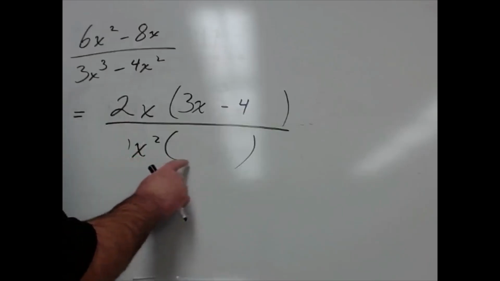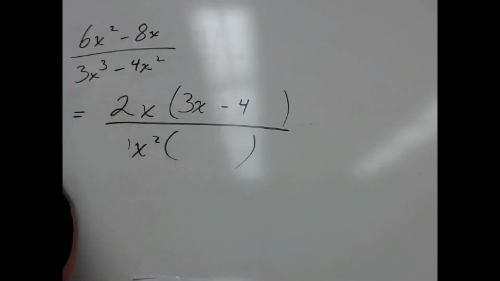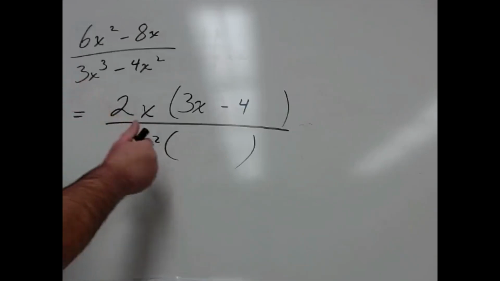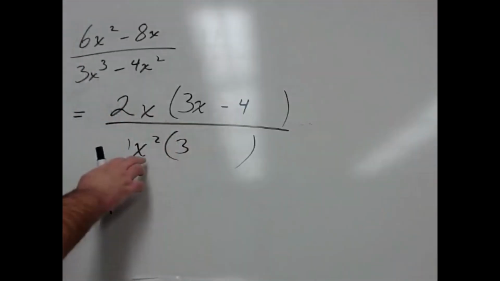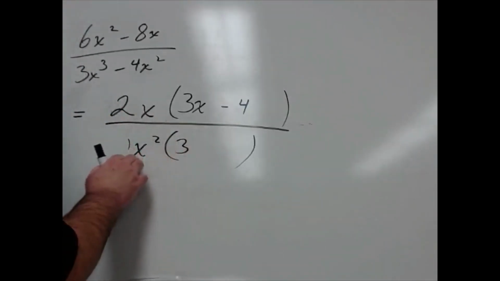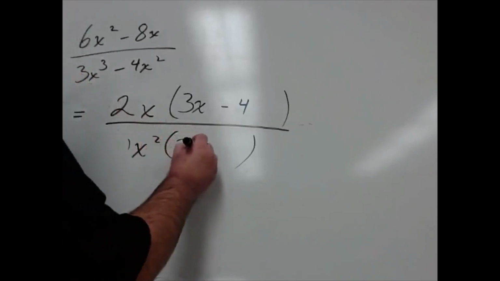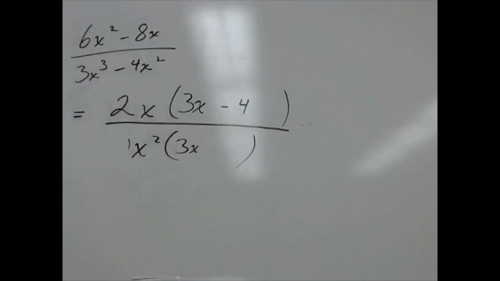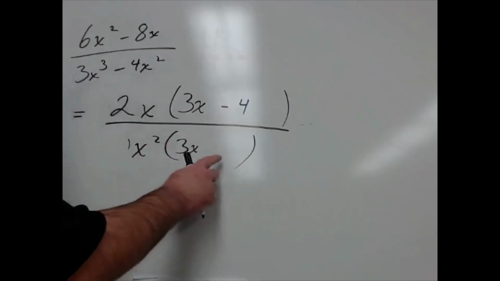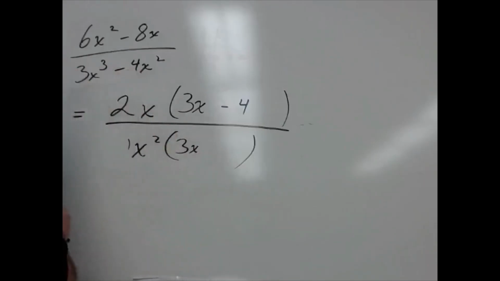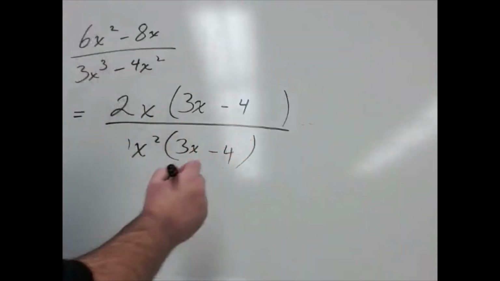And x squared, if you want, you can write the 1 here so you can see it. X squared times what gives you 3x cubed? Well, 1 times 3 gives me 3, and x squared times x gives me x cubed. And x squared times what gives me negative 4x squared? Well, that would be negative 4.